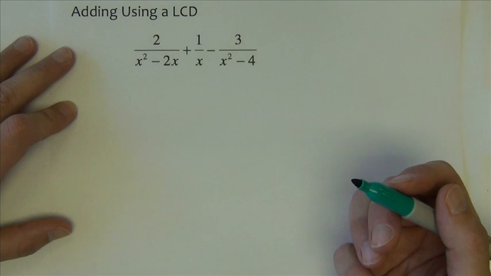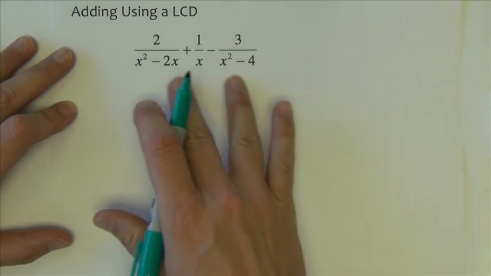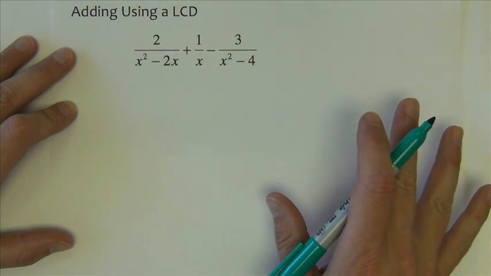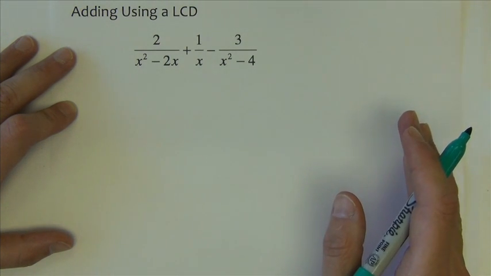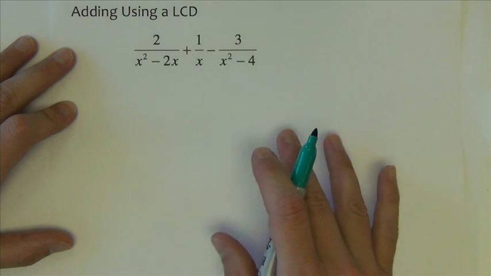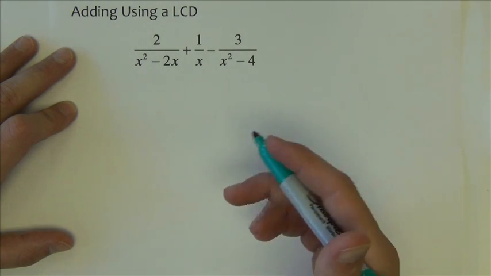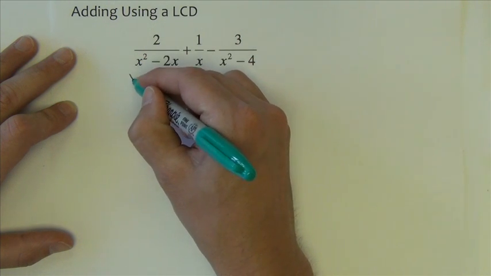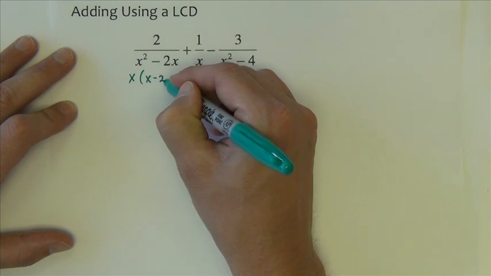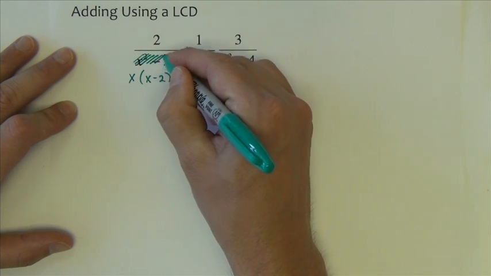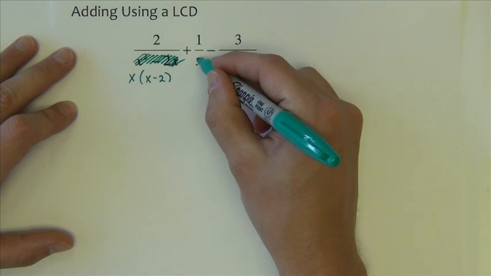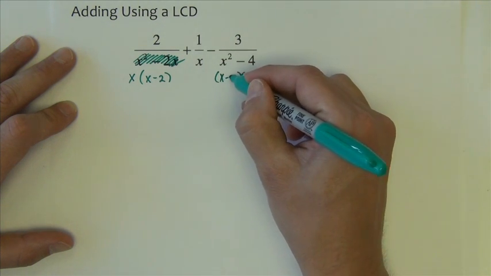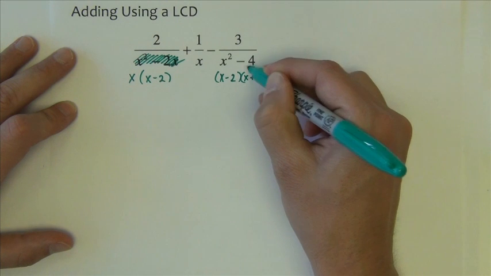In order to add or subtract fractions, the denominators are unlike, like we see here. What I'm going to check for first, and I checked for it in the other problem, I just didn't do it out loud, is whether the denominators factor. This denominator factors with an x coming out, leaving x minus 2. This one doesn't factor, of course. This one factors as a difference of squares, x minus 2, x plus 2.